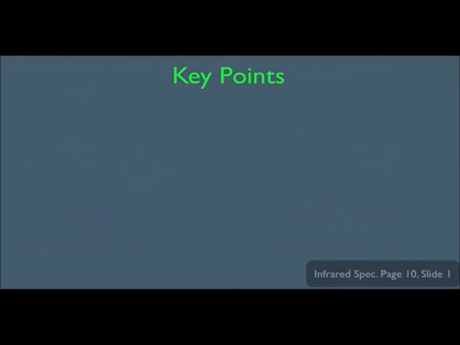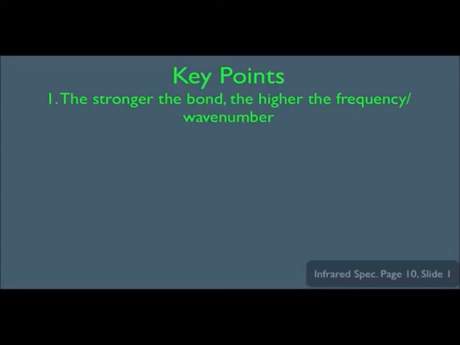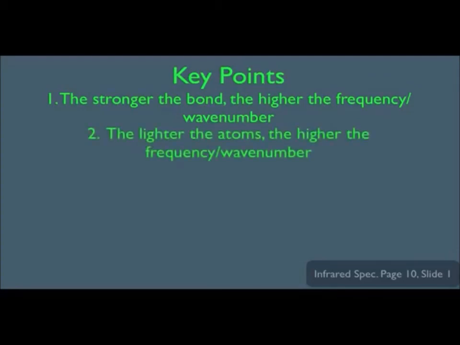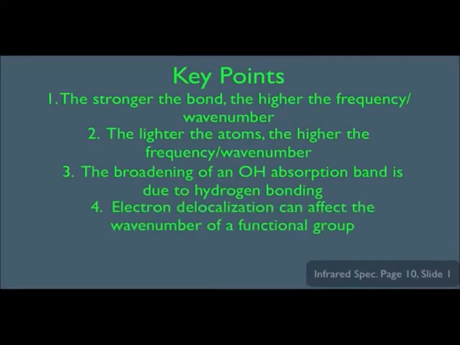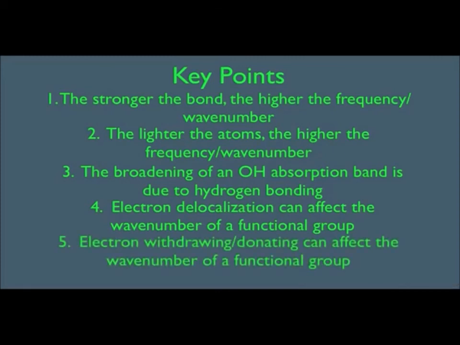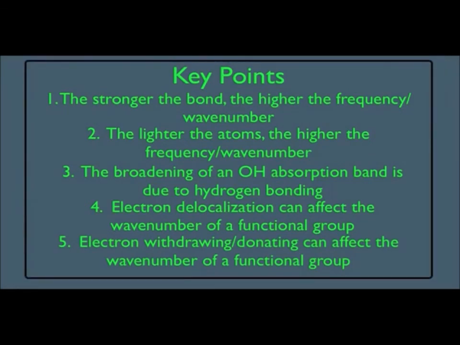So what have we learned here? A lot of points here. Number one, we saw the stronger the bond, the higher the frequency or wave number. We saw the lighter the atoms, the higher the frequency or wave number. We also saw that OH absorption bands are broad due to hydrogen bonding. We also saw number 4, electron delocalization can affect the wave number of a functional group. And lastly, we saw 5, electron withdrawing or donating can affect the wave number of a functional group.